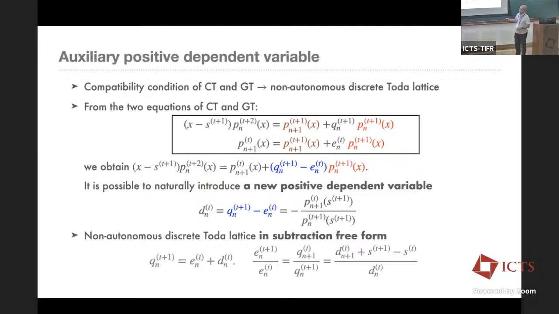That is how to introduce this dependent variable. This is also possible to introduce by using the theory of orthogonal polynomials. So, just shift it and delete some terms, then we achieve another equation for the three-term recurrence, but it's a kind of contiguous relation within three terms. And then this coefficient gives us the corresponding good positive dependent variables, and it's possible to write it down as a ratio of orthogonal polynomials.